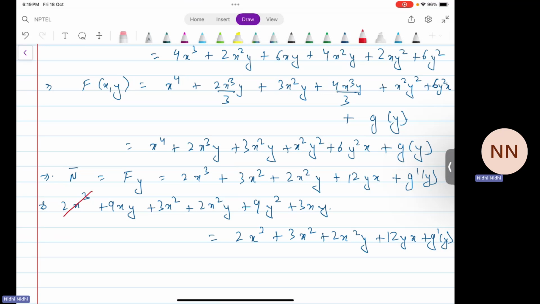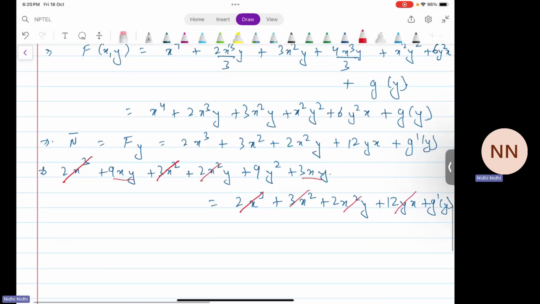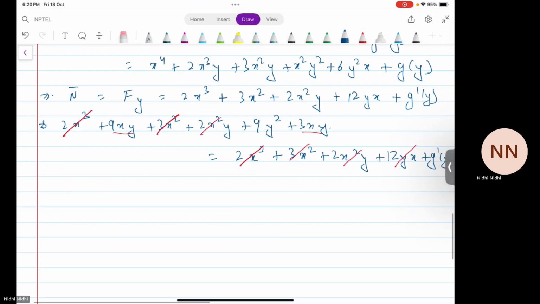So here 2x cubed gets cancelled out, 3x square gets cancelled out, 2x square y gets cancelled out. So this 9xy plus 3xy is basically 12xy. So we are left with g dash y is equal to 9y square, which gives us g of y is equal to 3y cube.